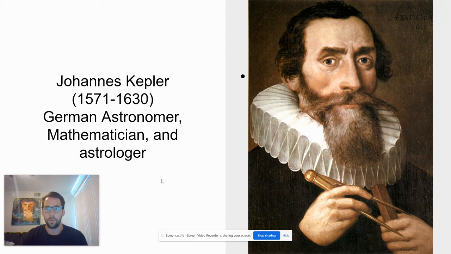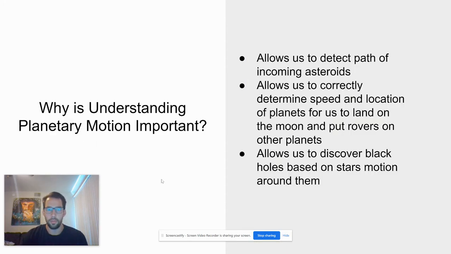So the question is, why do we care about planetary motion? Why is that important? Well, first, it allows us to detect the path of any incoming asteroids and predict when they're going to eventually hit us if they're in a certain orbit. It allows us to correctly determine the speed and location of planets for us to land on the moon or put rovers on other planets.